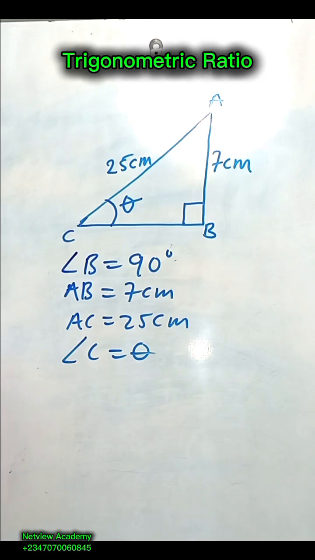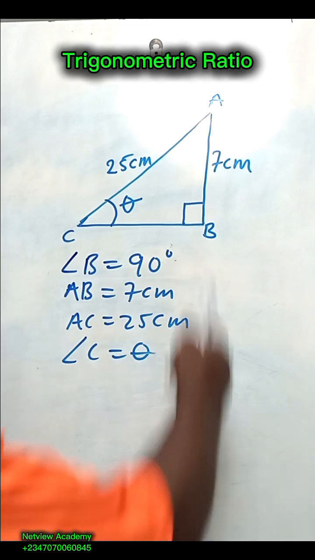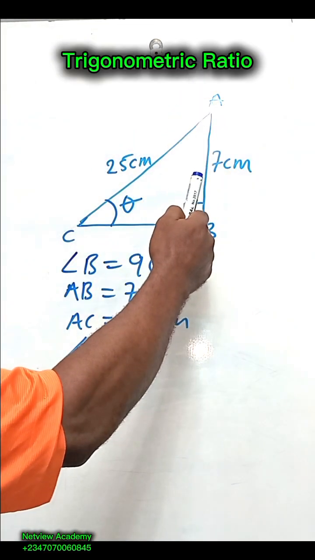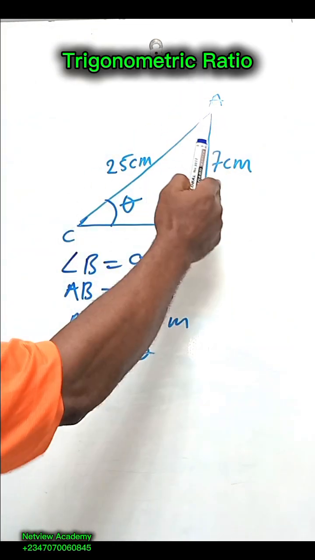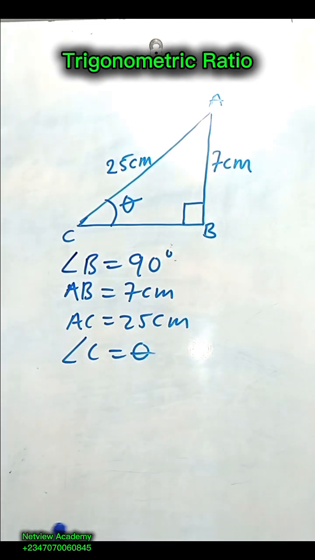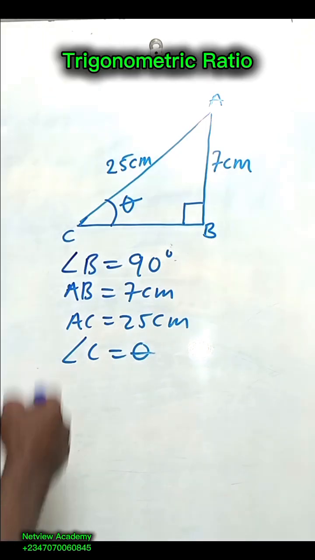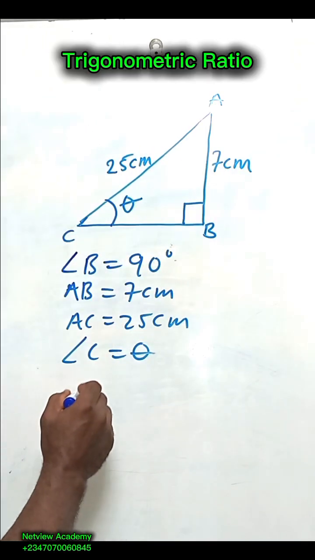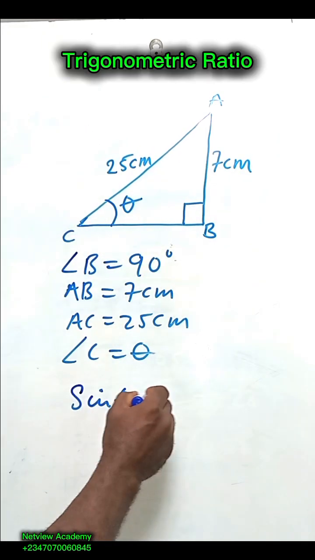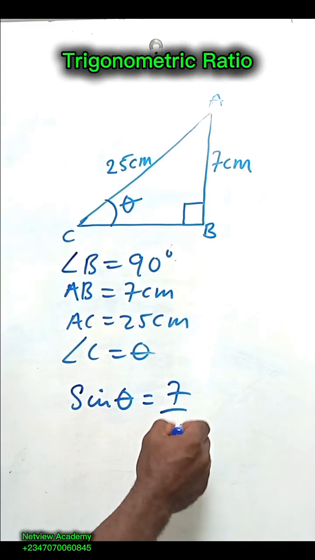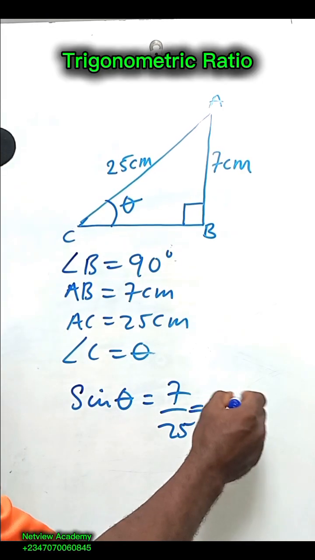To get the value of angle C, we are going to use the sides of the right angle triangle that are provided. So AB, the side of the triangle opposite to theta, is provided. The hypotenuse is also provided. If we apply trig ratio, opposite over hypotenuse, sine theta is equal to 7 over 25, which is approximately 0.28.